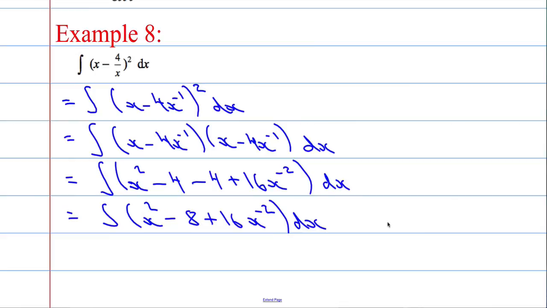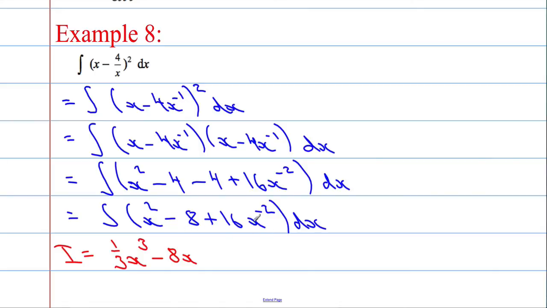Alright, so that's the groundwork done. Now we just integrate each term as we go. So the integral will equal, integrating x squared, we're going to increase that power of x by 1. We're going to multiply by 1 over that number. The integral of negative 8 is going to give me negative 8x, because if I take the derivative of negative 8x, I get negative 8.